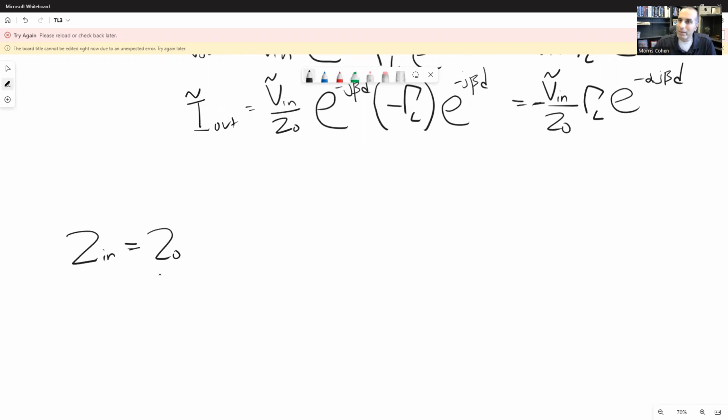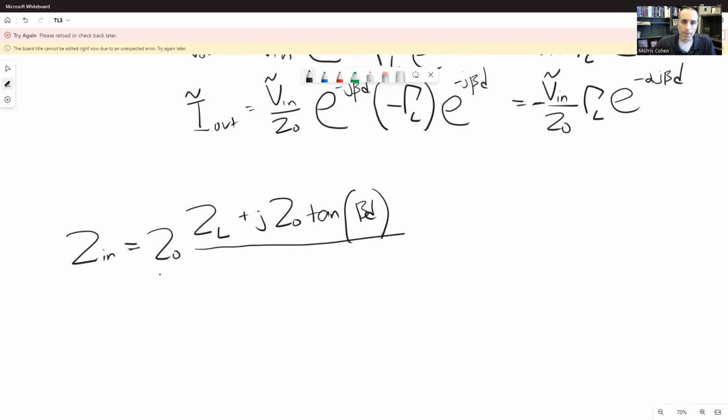So Zin, the input impedance of this transmission line, a length d away from the load, can be written as Z0 times the load impedance plus j Z0 times tangent of beta d, divided by Z0 plus j ZL tangent of beta d. This is equivalent to what I wrote before. There's a little bit of mathematical manipulation that I haven't shown.